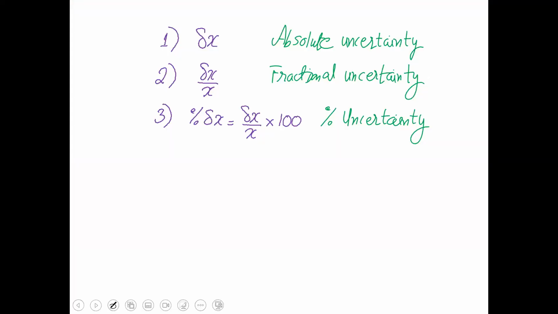Now, look at the example. Number one, absolute uncertainty. Number two, fractional uncertainty. Fractional uncertainty means you divide it by the true value. Number three, percentage uncertainty is actually a type of ratio, multiplied by 100. You have to copy this.